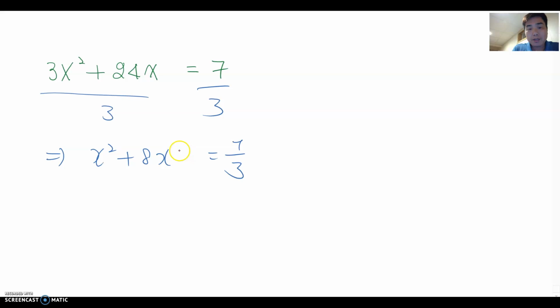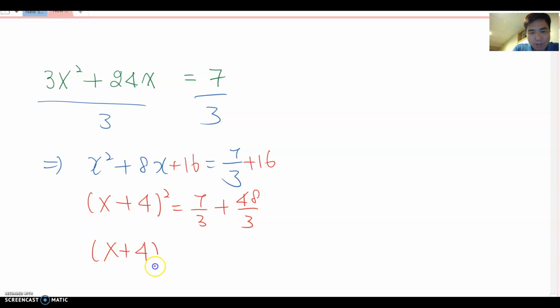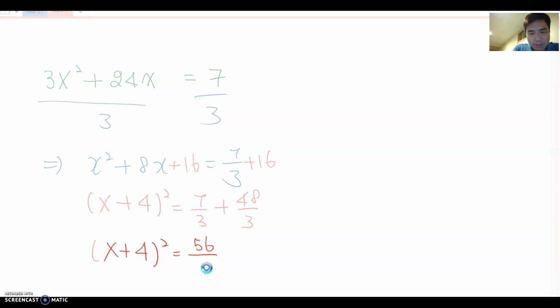Now we add half of 8 squared, which is 4 squared, 16, right? So plus 16 on both sides. If you factor this, then it becomes x plus 4 squared, and you combine the fractions, 7 over 3 plus 48 over 3. Therefore, x plus 4 squared equal to 55 over 3 here.